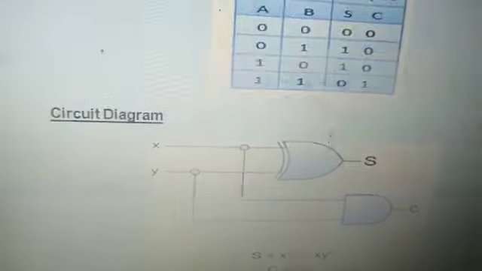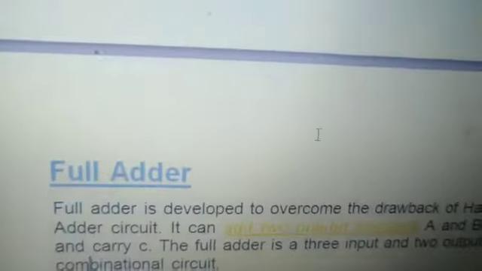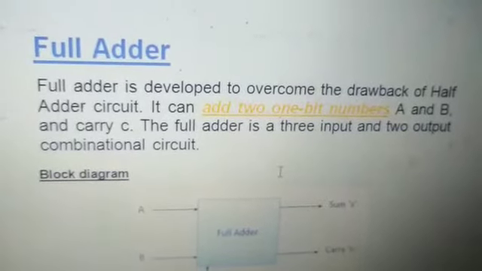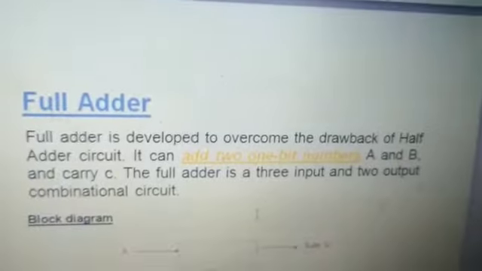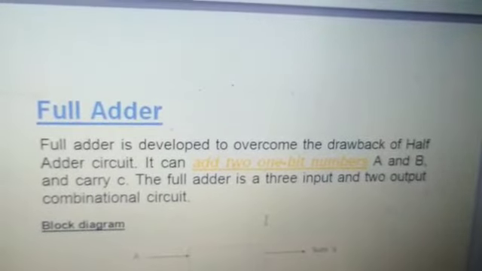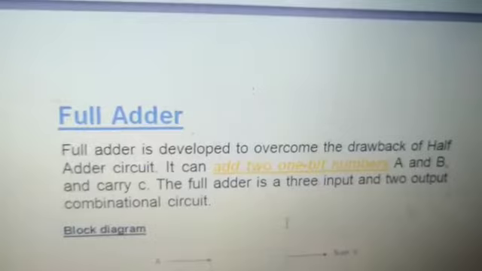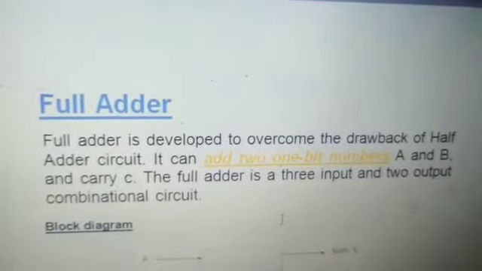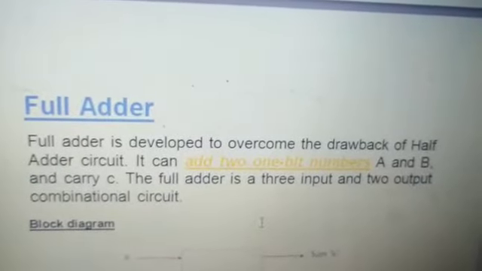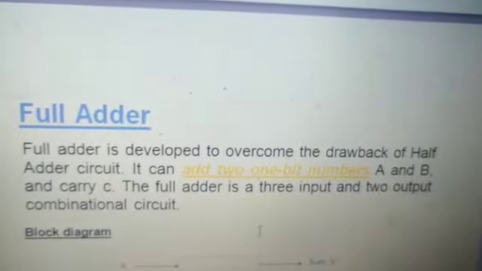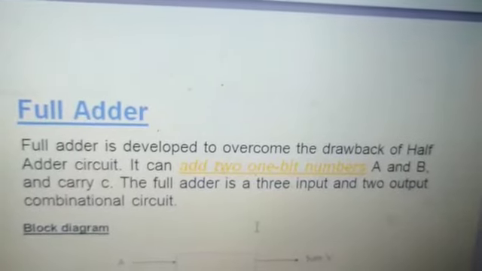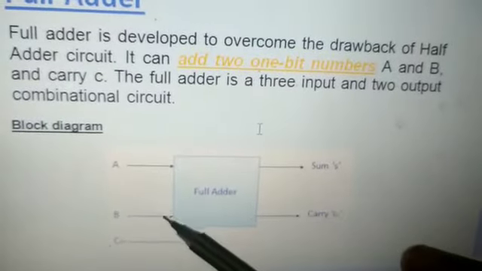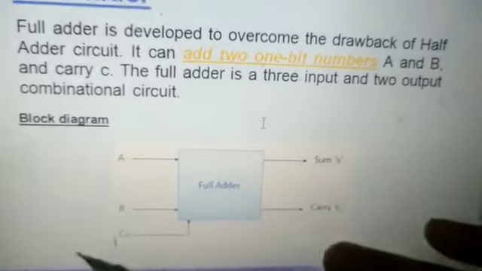Now come to the full adder part. So in case of full adder, what are we doing? Full adder actually helps to remove the drawback of the half adder, because using half adder we can only add single bit binary numbers. But using the full adder we can add two bit information. Say A and B are there, and you can ask why C is there.